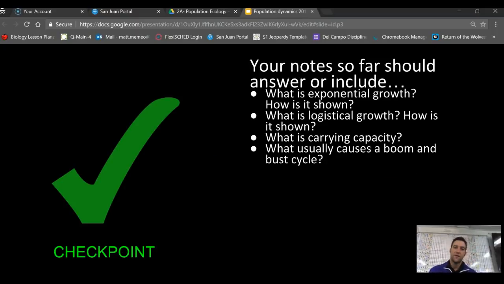So in your notes at this point, you should know what exponential growth looks like. How is it shown graphically? What logistic growth looks like? How is it shown graphically? What a carrying capacity is, you should know that, and then what causes a boom and bust cycle.